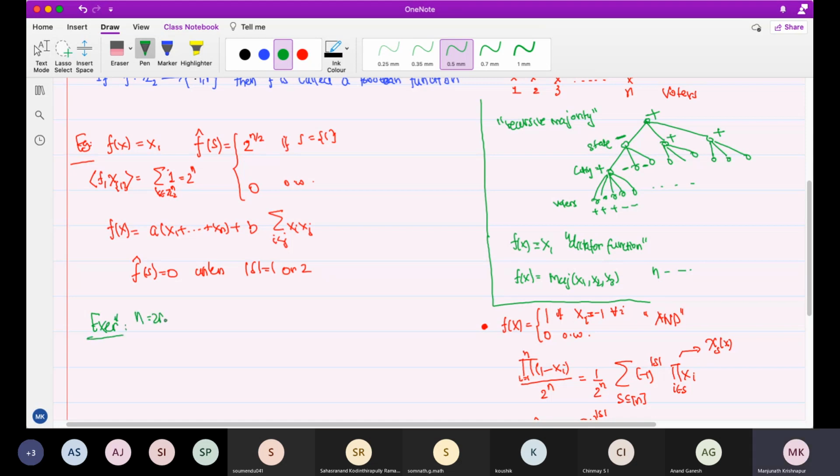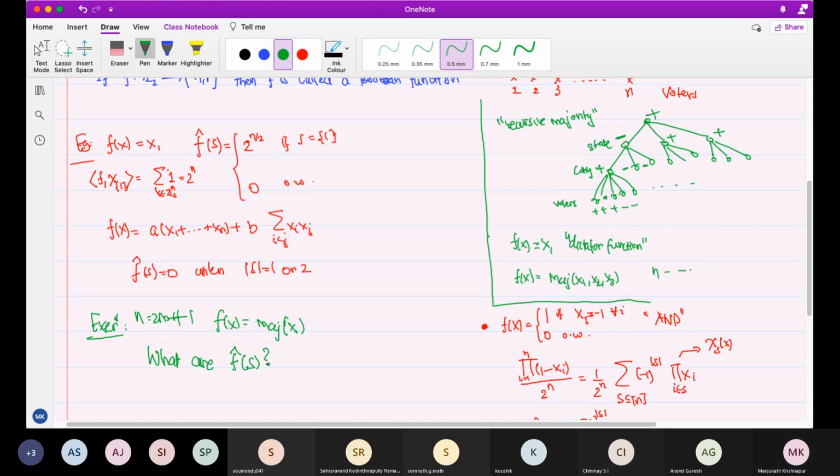An interesting exercise, not trivial at all, is to take, let's say, n is 2m plus 1. You can take it as a challenging exercise. F of x is the majority of x, that is, 1 if more of the coordinates are 1, and minus 1 otherwise. So then what are the Fourier coefficients of this function?